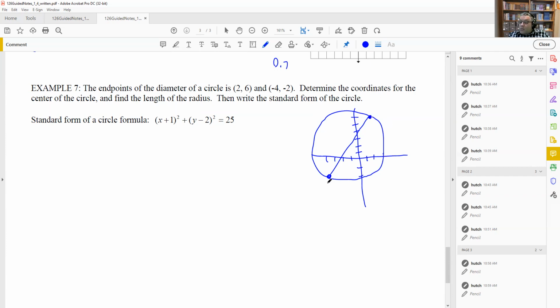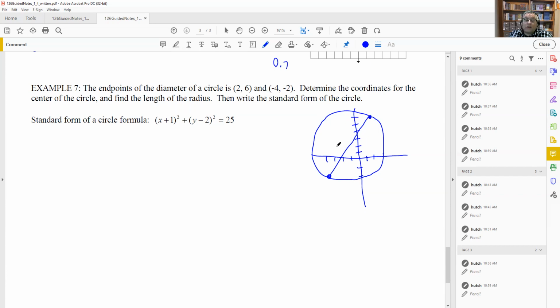We've got these 2 points that are on the circle itself. They're the endpoints of the diameter. So it means the center of the circle would be right in the middle, somewhere around here. So that's the type of problem. What it wants us to find is the center of the circle and then the radius.